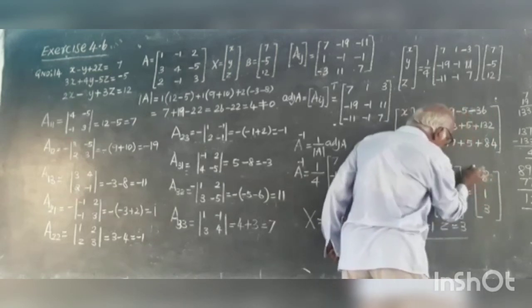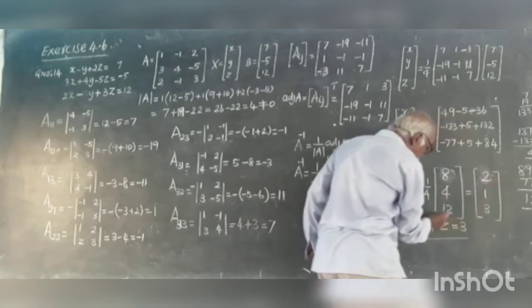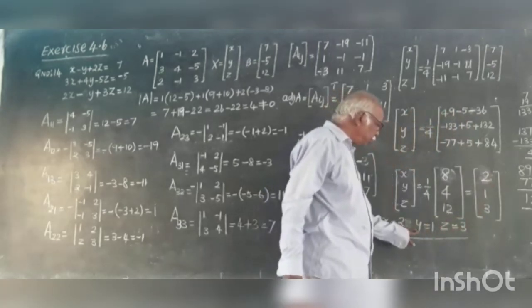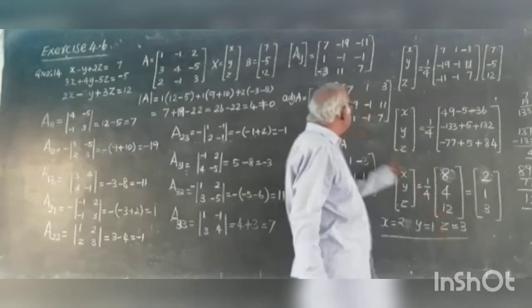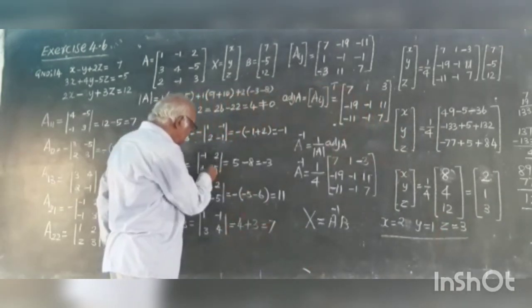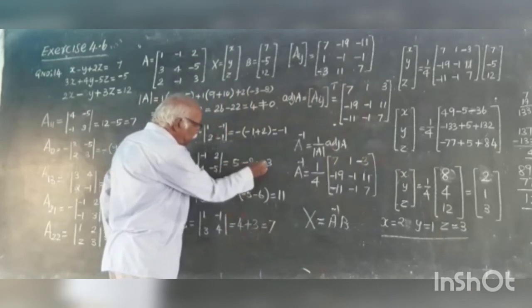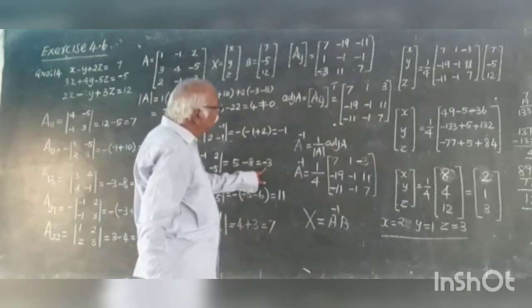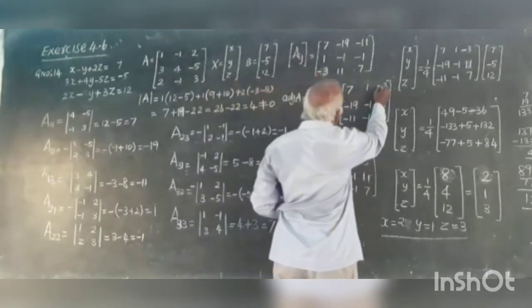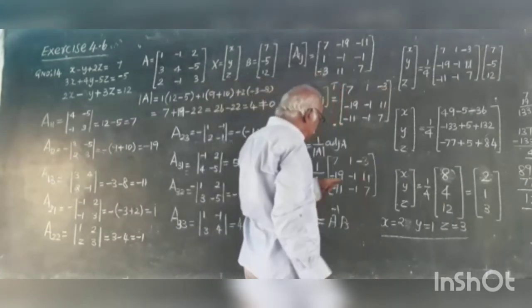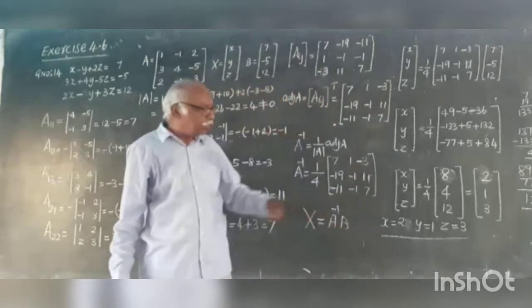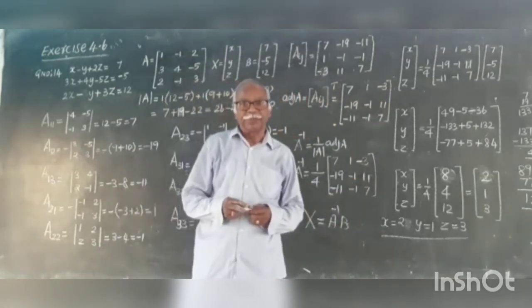So the answer is 2. So x is equal to 2, y is equal to 1, z is equal to 3. Here is the only mistake; you should not make that mistake. Here also 7, 1, minus 3. Here also minus 3. So x is equal to 2, y is equal to 1, z is equal to 3.